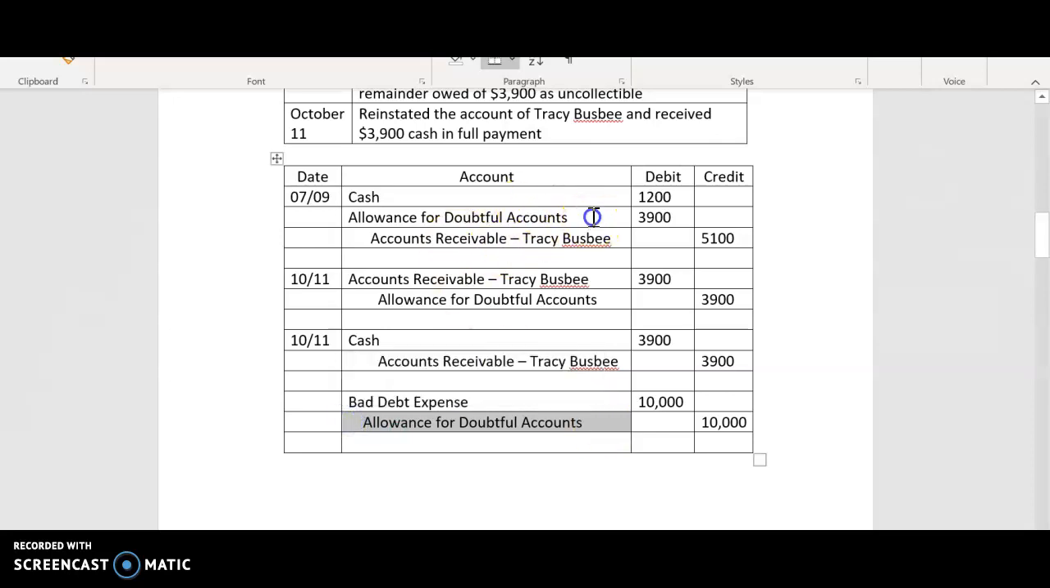So our bucket has a credit balance of $10,000. When we use up some of that bucket, since it was a credit, if we want to use some of it up, we debit it. So that's how our allowance method works. We set up the bucket at the beginning of the year, and that's the only time we record bad debt expense. When we find out who's not going to pay us throughout the year, that's when we use some of the bucket, or the allowance account, to write off their accounts receivable.